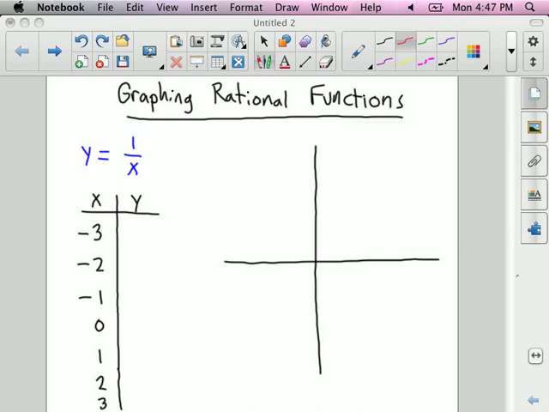So, we've learned how to graph a lot of different types of functions this year, from linear to quadratic to absolute value, all these different types of graphs that we've covered in our course together. Now, the last type of graph we're going to talk about this year is called a rational function.